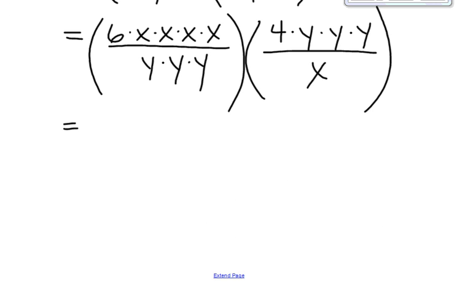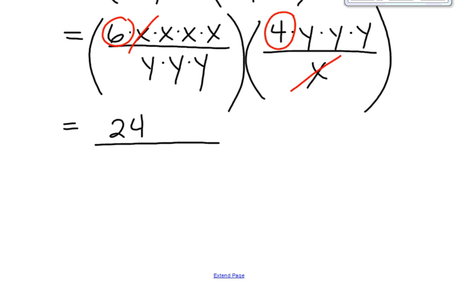Alright, so I have my 6 and my 4, which are both in the numerator, so that's nice. So 6 times 4 is 24, which is going to be in the numerator. Then, let's look at our x's. I've got 4 x's in the numerator and 1 x in the denominator. So I can cross out 1 in the top and 1 in the bottom. And there's no more x's, so this group of x's is going to go together and become x cubed in the numerator. Now let's look at the y's.